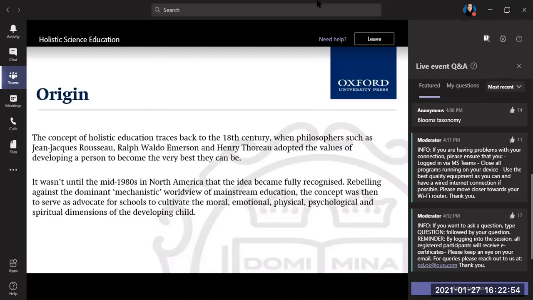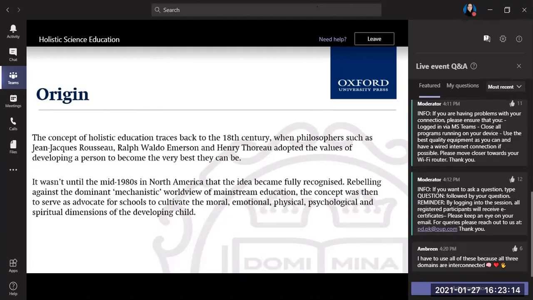Very recently, there were two educators who did a lot of work in holistic education, and those were Rudolf Steiner and Maria Montessori. When we talk about Maria Montessori, she was basically popular for being the founder of the Montessori school movement. She believed that the mental, physical, and spiritual qualities of the human being are supported by a divine life source. And all these famous educationists believe that children should adopt the values of developing as a person to become the very best version of themselves.